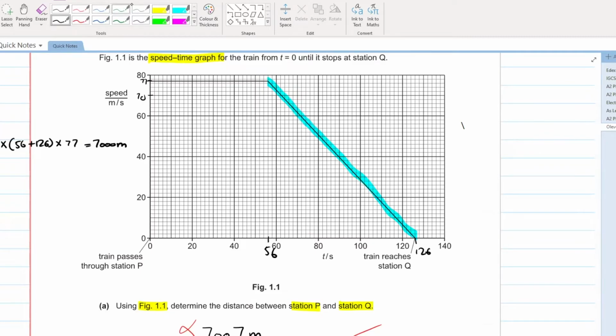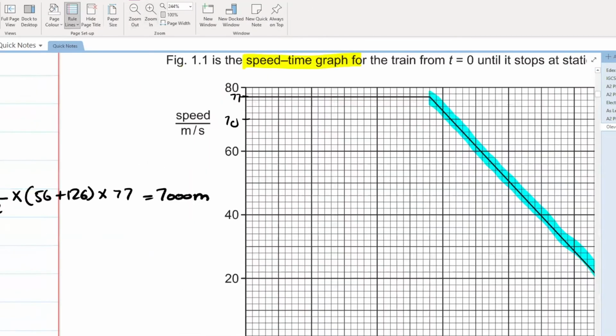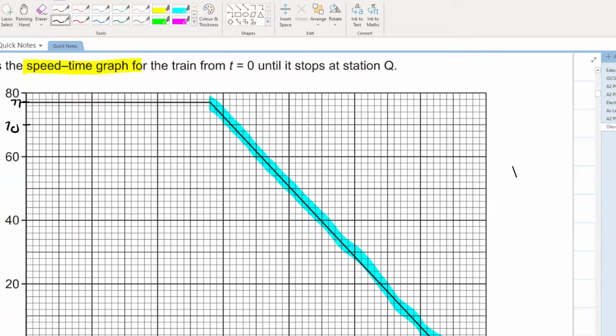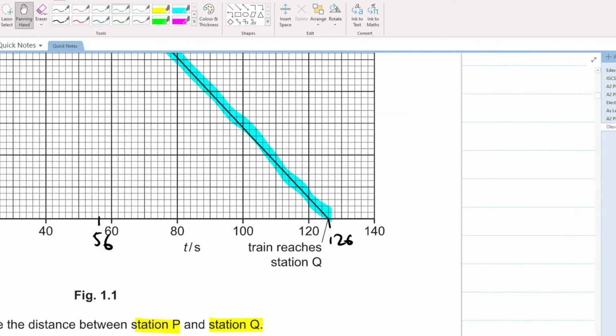Let's zoom in a bit. If you see here, you have 2 points. This is your first point, that is 56. The y-axis is 77. What is the second point? The second point is this.